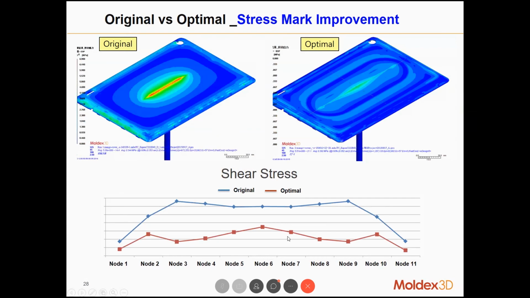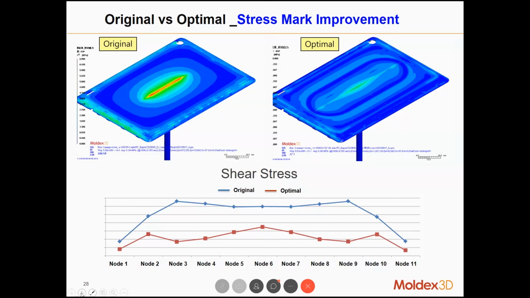And we can also look into the more detailed results. With the shear stress, you can see that with the original design, the shear stress is really high in the very middle of the part. And in the optimal design, there is still a high shear stress around the gate because it's impossible to avoid this problem, but it's much, much lower than before.